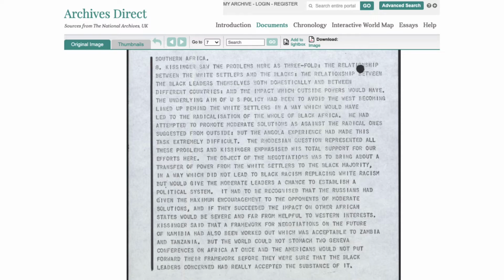In other words, how did the historical context help us understand what's being said and why it's being said? Well, a good example here might be to look into what was meant by this sentence, but the Angola experience had made this task extremely difficult. What did this British diplomat, or British intelligence officer, mean when he said that Kissinger said the Angola experience had made this task extremely difficult? What is the Angola experience?